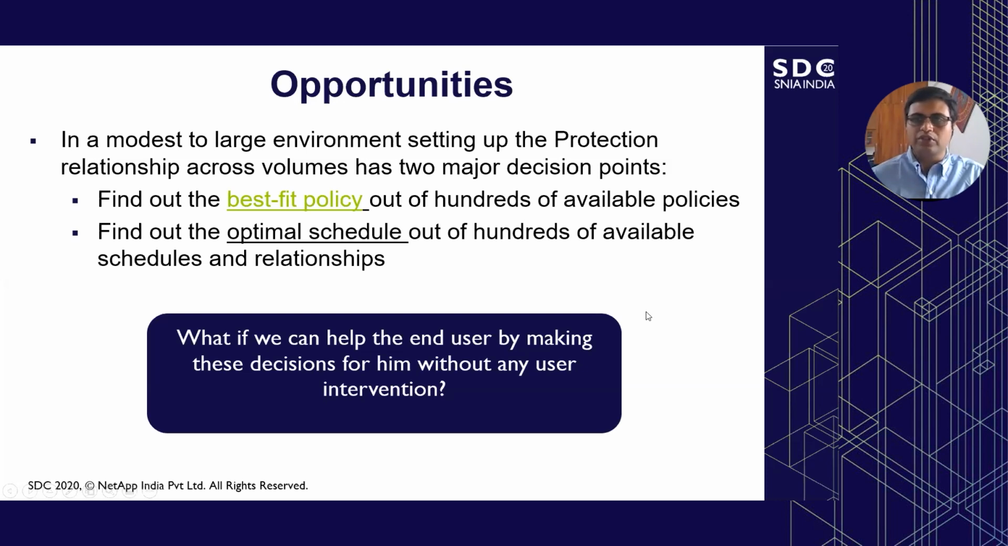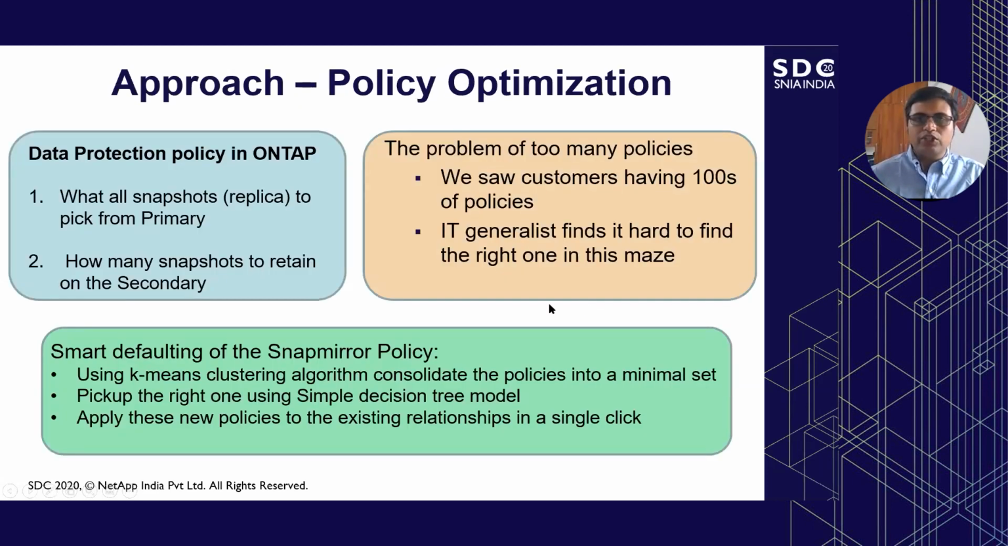Let me now talk about how we can help the user to achieve this without his intervention or without much thought. So let me first talk about the policy optimization aspect. Like I told you, we have a data protection policy, which is going to talk about what are the snapshots or replicas to transfer and how many of them to retain.